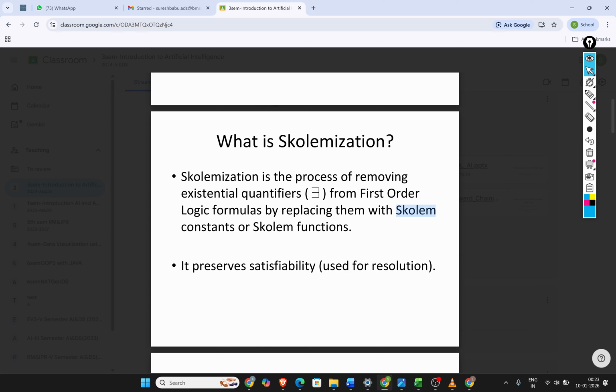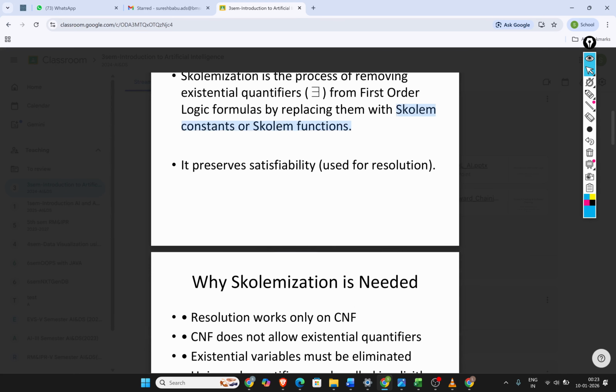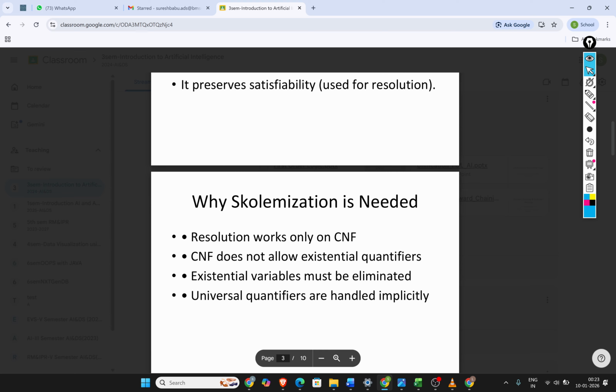So we are going to remove our existential quantifier, that is this one. After reviewing, we have to decide whether to make it a Skolem constant or a Skolem function, which you need to remember. It preserves satisfiability, and it is also used for resolution. So why is Skolemization required?